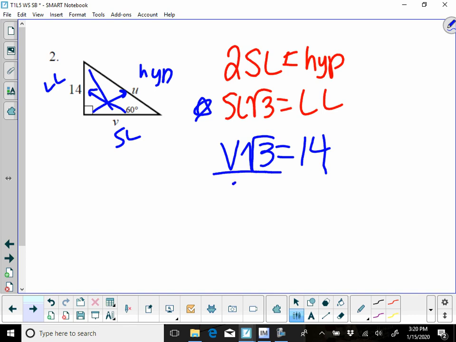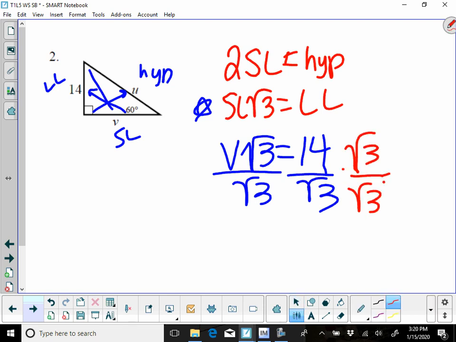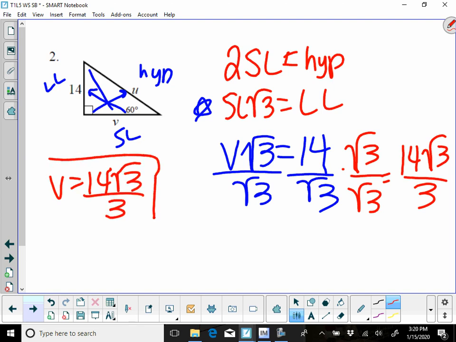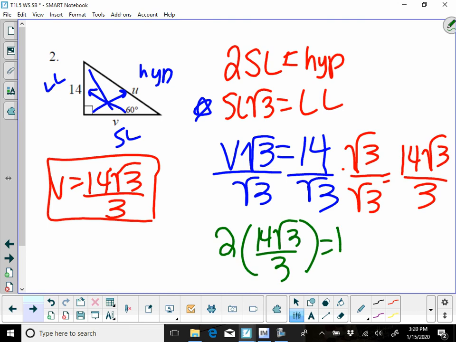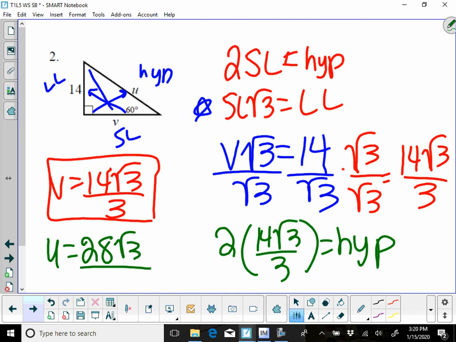Okay, so I'm going to divide by the square root of 3, and remember we can't have a radical in the denominator, so we're going to rationalize that denominator. And that's going to give me 14 square root of 3 over 3. So that is what V equals. So V equals 14 square root of 3 over 3. V is our short leg. So you double it to get your hypotenuse. So our hypotenuse, which is U, is going to be 28 square root of 3 over 3.